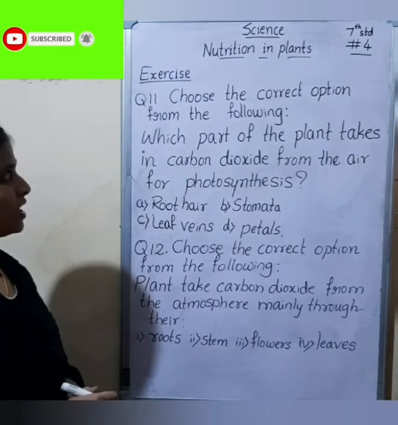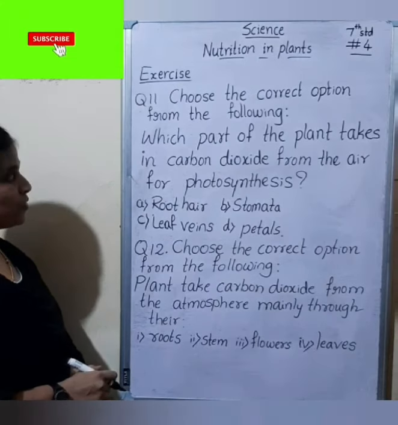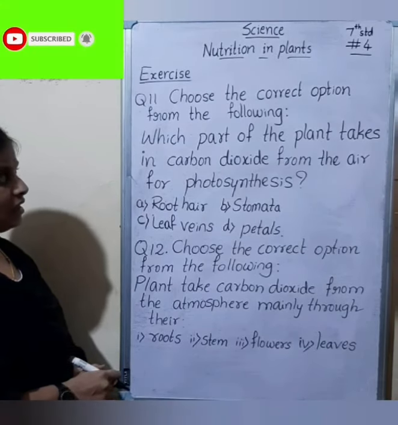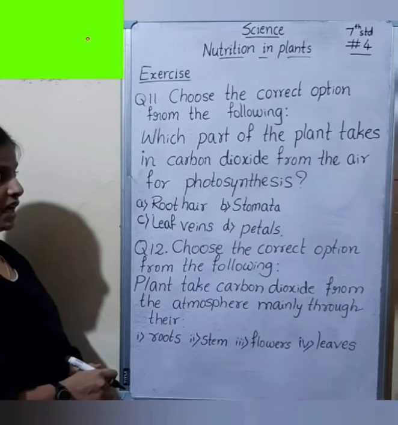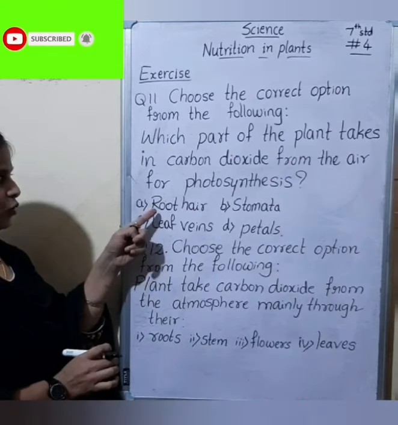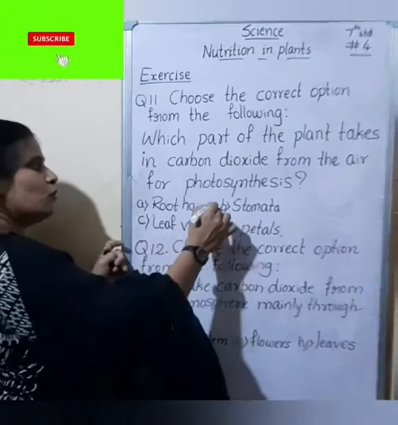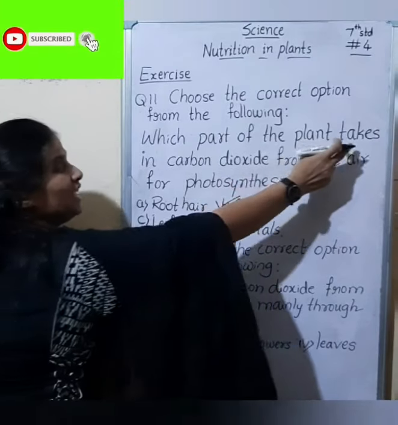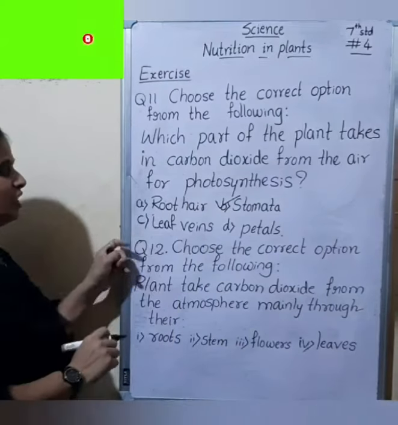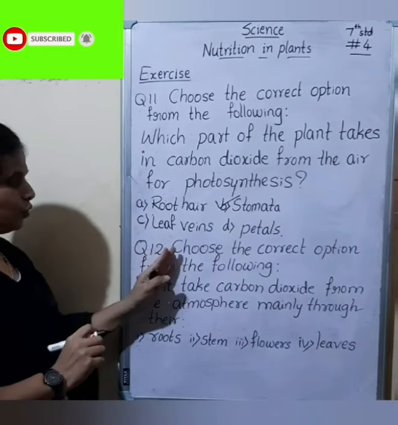Eleventh question: choose the correct option from the following. Okay, we have to choose the correct option. Let me read the statement first. Which part of the plant takes in carbon dioxide from the air for photosynthesis? Is it root hair? No. Is it stomata? Yes, of course. Stomata takes in carbon dioxide from the air for photosynthesis. Is it leaf vein? No. Petals? No. Okay, so choose now.